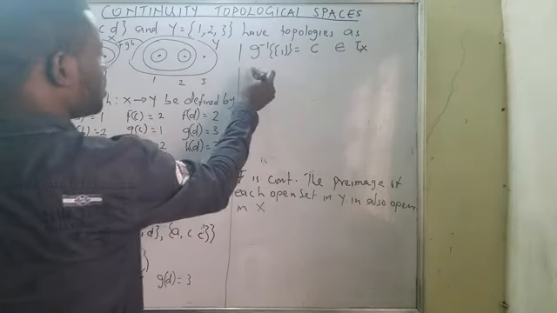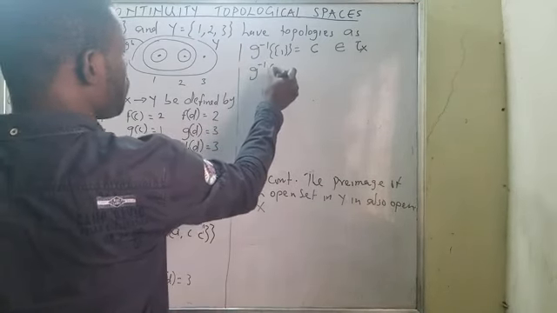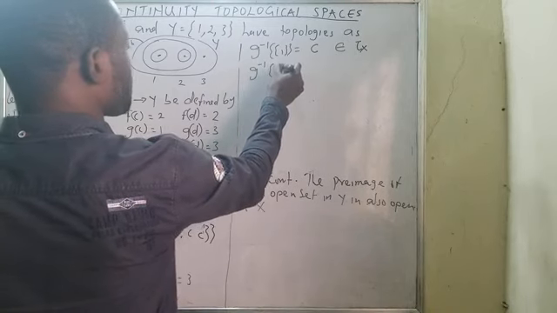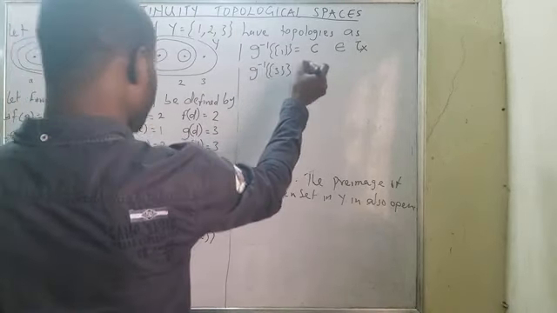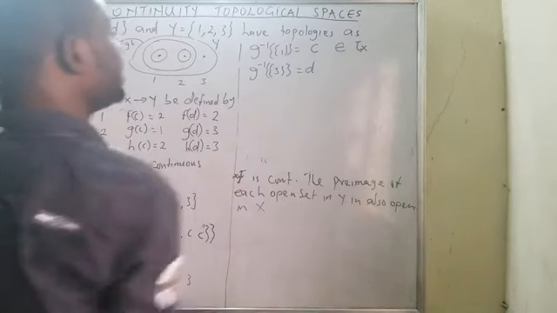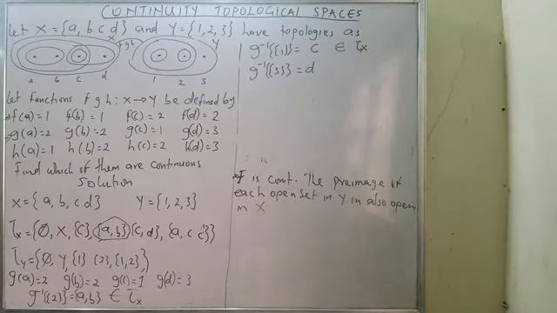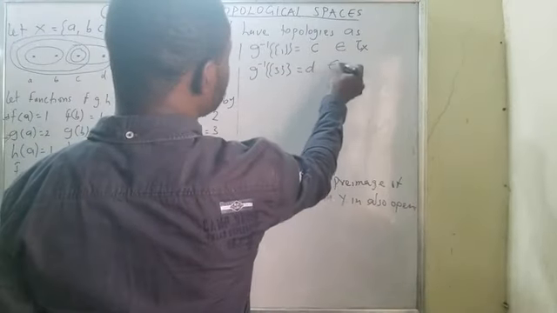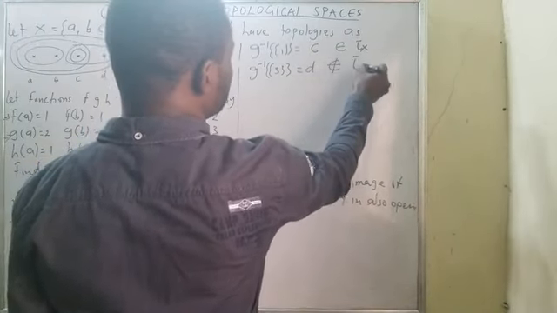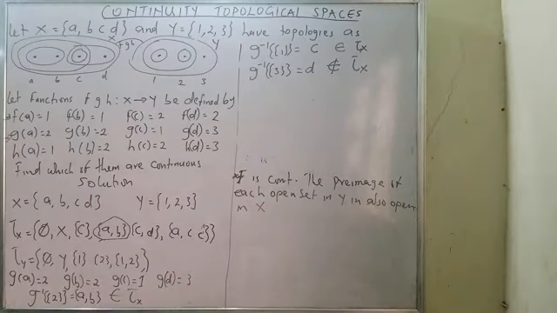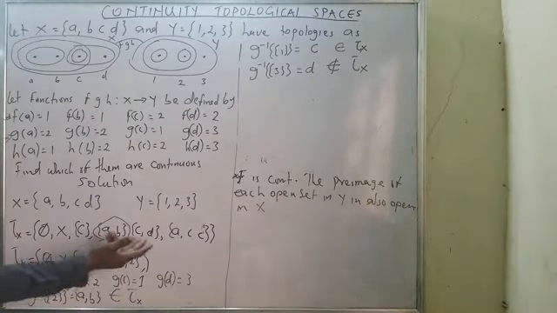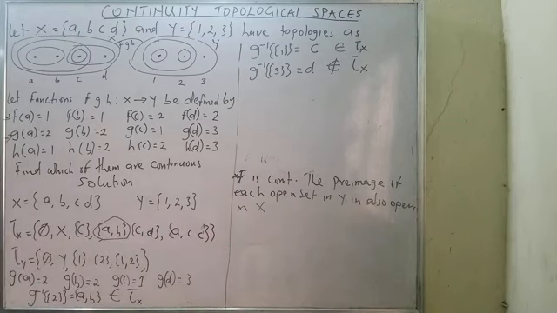G inverse of 3 is now what? Is D. Since D is not in X, we can see that 3... Okay, D is not in what? In X. Can you see D is not in X? Can we see D there? What is here? Is there anything D here? No, nothing. It means it's not in there.